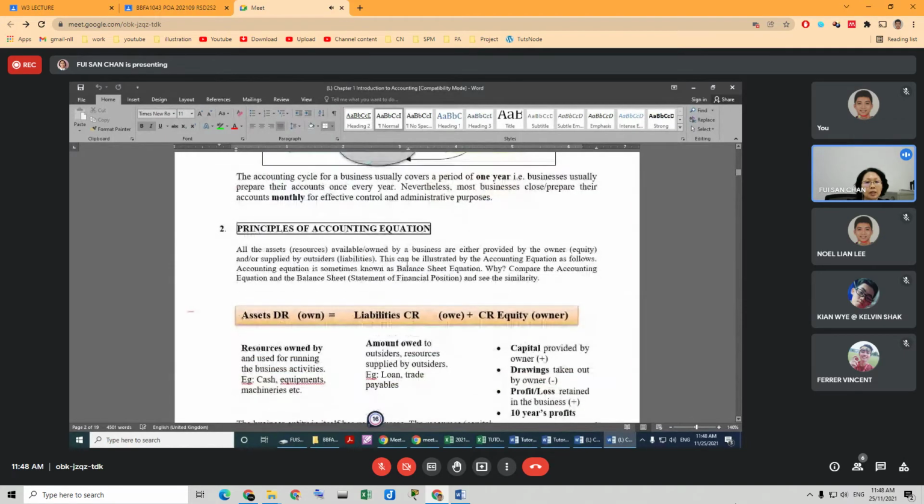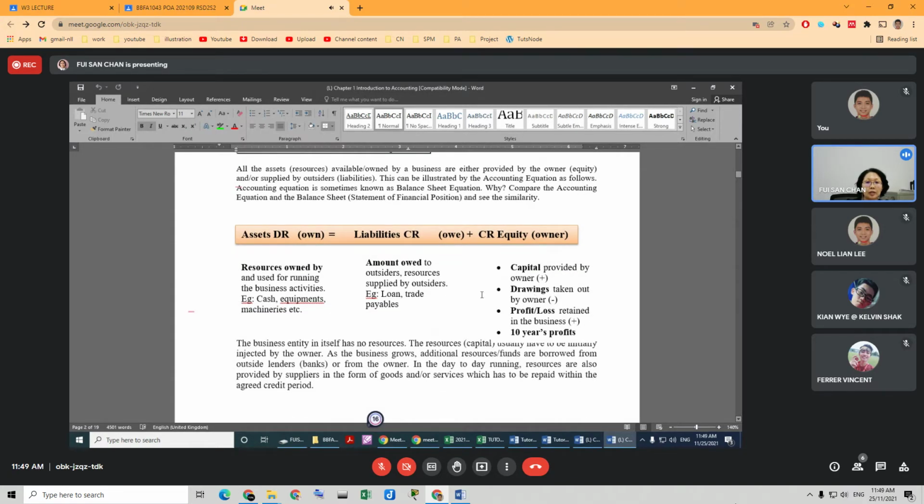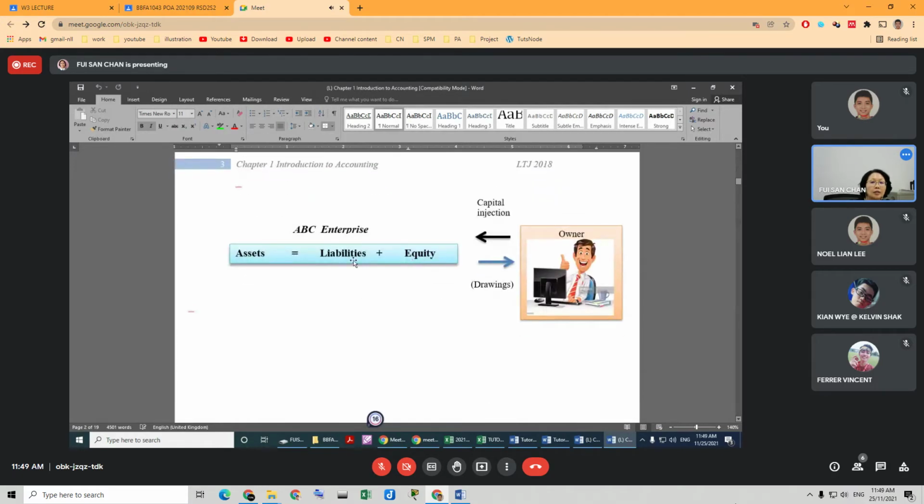So the accounting equation is very important. All the assets are on the debit side, liabilities on the credit side, and equity also on the credit side. So when you want to increase your asset, it must be on the debit side. For liability and equity, if you want to increase, it will be on the credit side. Drawing is on the debit. Expenses on the debit. All the income on the credit.